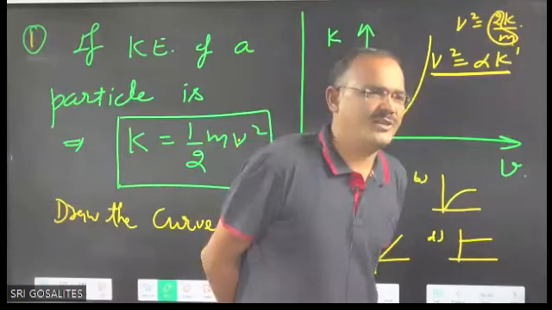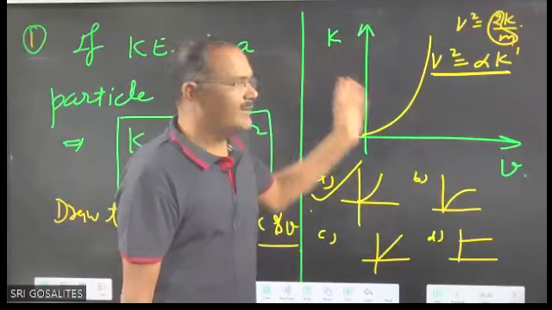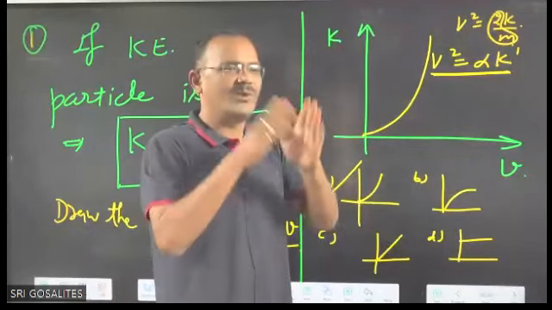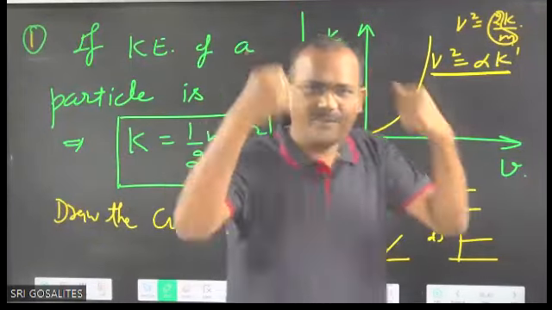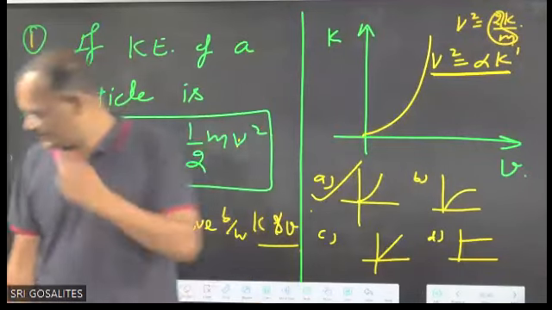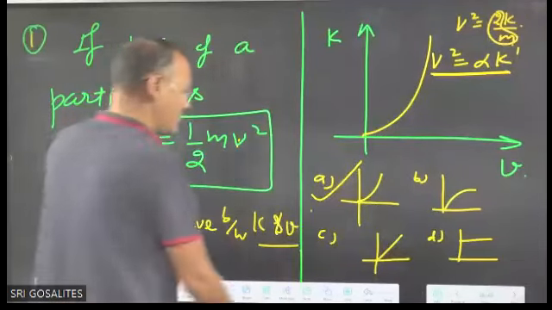What is the meaning of variable? V is the variable. The quantities among which we have to plot the graph are the variables. Other than that, everything is a constant. Okay. You take one more question, so you will understand this.